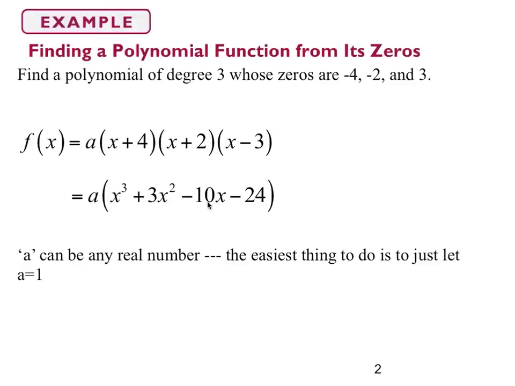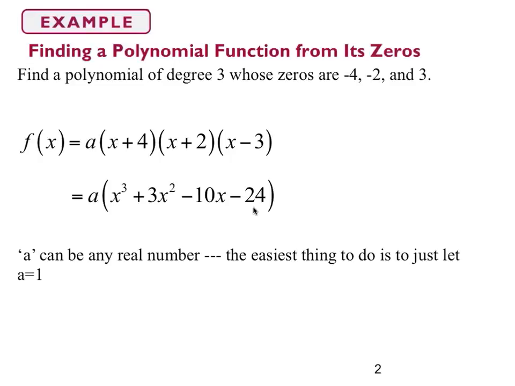Now, a can be any real number. So you could let it be a 2, a 5, a negative number. It doesn't really matter. But the easiest thing to do is to just let a equal 1. So on the actual assignment, you're not going to include this at all. 1 times anything is just the same thing that you started with, so you don't need anything there at all. So your answer would just be x cubed plus 3x squared minus 10x minus 24.